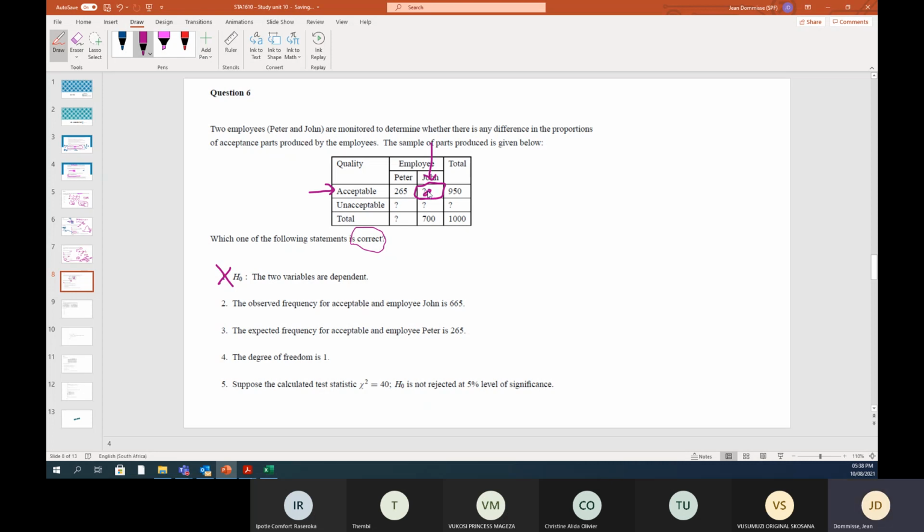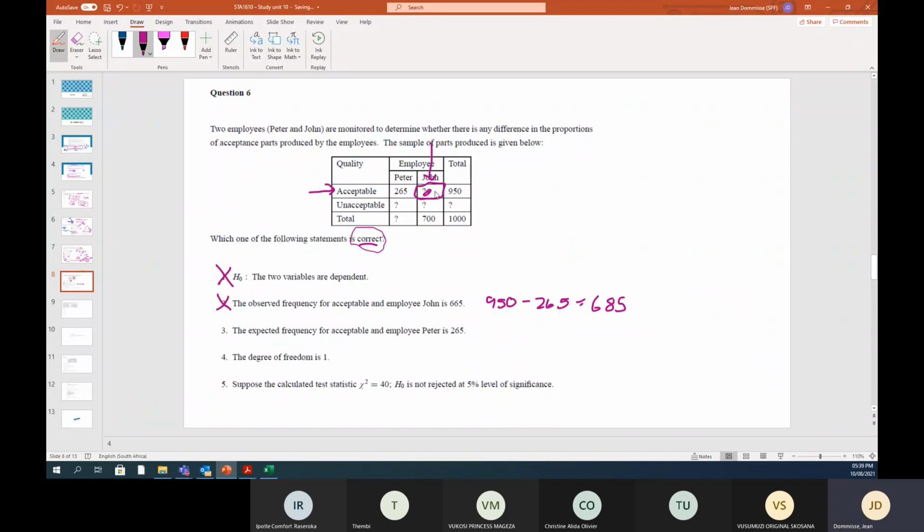Okay, so to get to that value, we basically need to say 950, which is your total, minus Peter. So that would be your value for John. Okay, and that value is 685. So 950 minus 265 gives you the 685. So also wrong, but we're still looking for the correct answer. Okay, so that is observed.